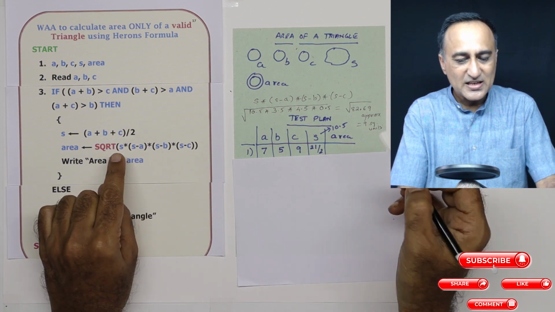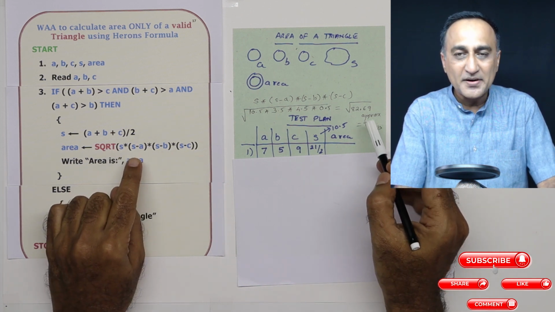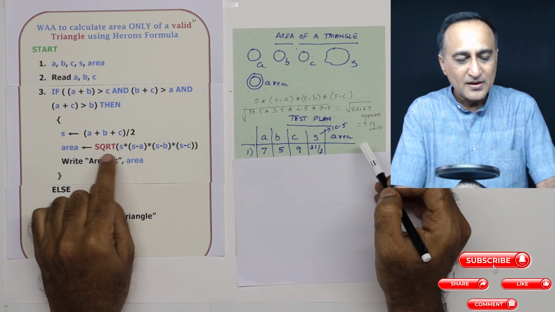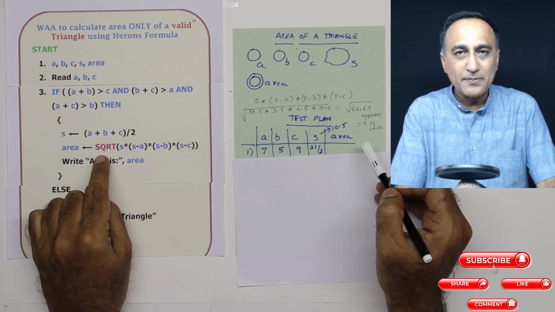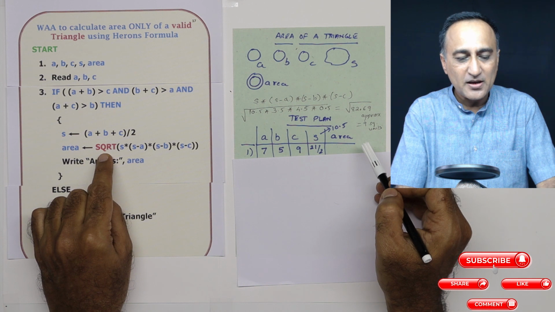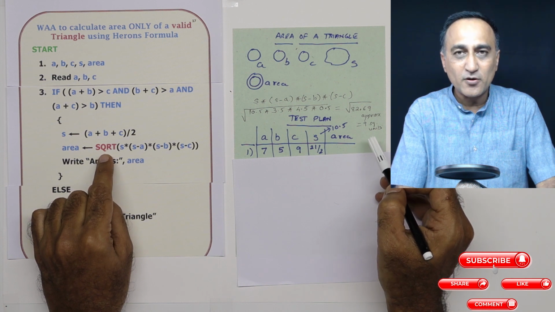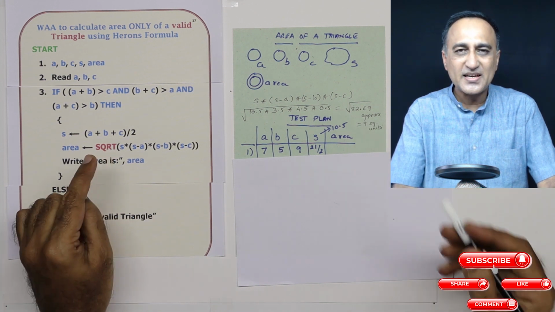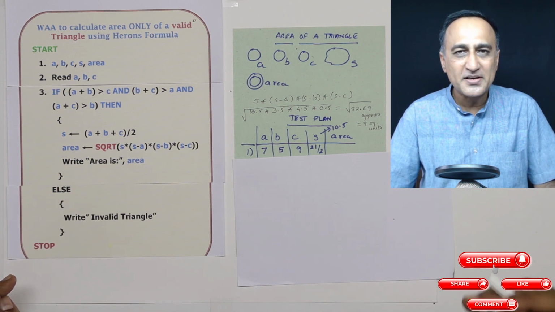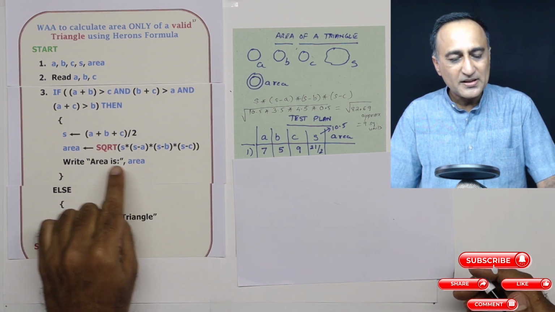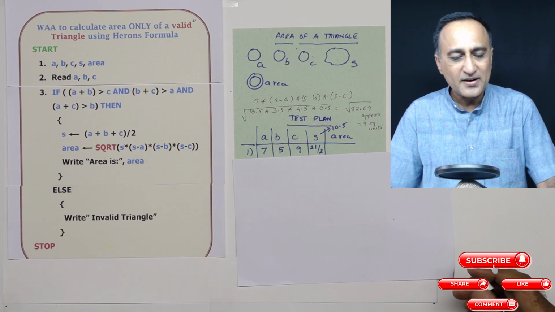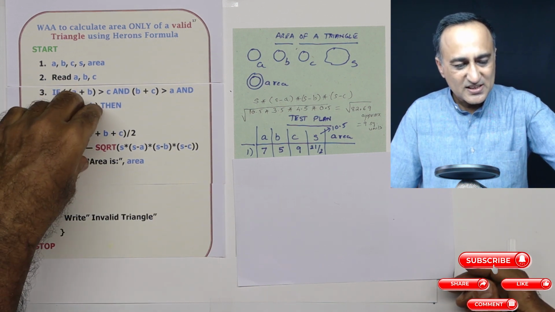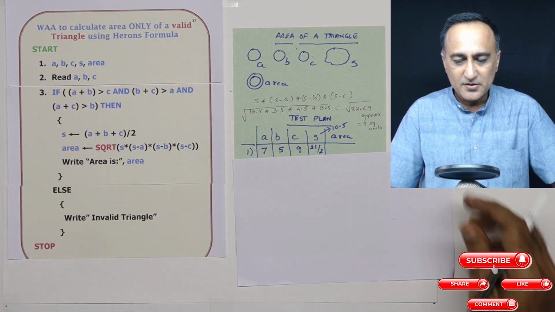Once I multiply this, I get a number somewhere like 82.69 approximately. I send this to the square root library code. This library function calculates the value of this square root. 82.69's square root is approximately going to be 9 point something. Then I am going to print the area as this calculated area. Once this gets executed, I come here and stop.